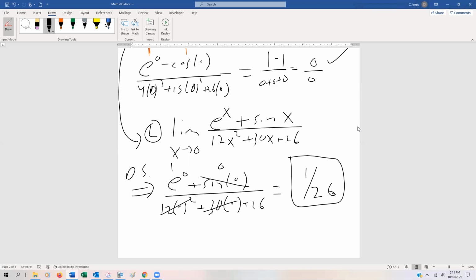So hopefully this illustrates the use of L'Hopital's rule more than once. As long as you keep getting those indeterminate forms, it's perfectly legal. The second that you don't get an indeterminate form, you have to go back and either show that it doesn't exist or use a different technique.